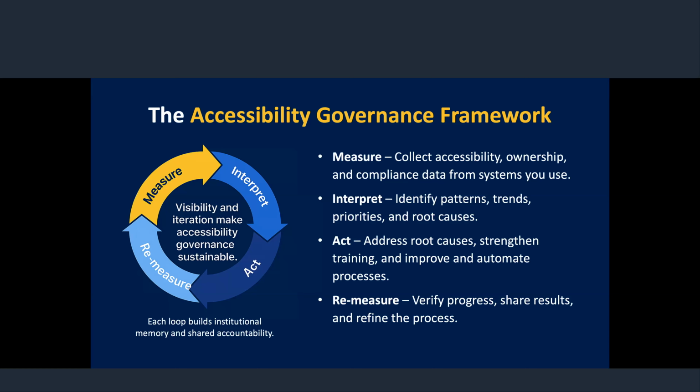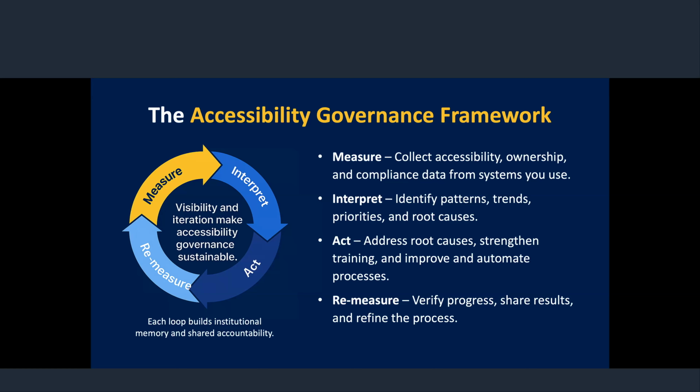And then finally, remeasure. Check back to see what's changed. Verify progress and share results openly. Visibility builds momentum. When teams can see progress, it reinforces accountability and confidence. Each loop builds trust, momentum, and alignment across teams. Over time, accessibility governance becomes not just a compliance effort, but a shared practice embedded in your culture. This process turns improvement into a habit and one that grows stronger with every cycle.